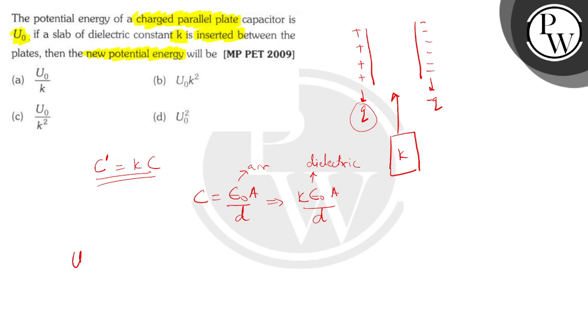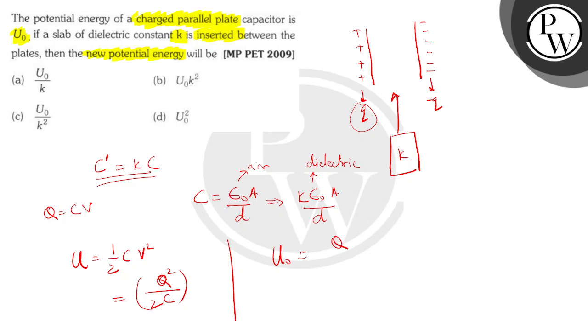Now the formula of U is nothing but half C V square, where V is the potential difference between them, but we also know that Q is equal to CV. The charge is equal to capacitance times potential. So we can write U as nothing but Q square by 2C. ठीक है बच्चों? So now we have U naught given by Q square by 2 C naught, where C naught is the initial capacitance.